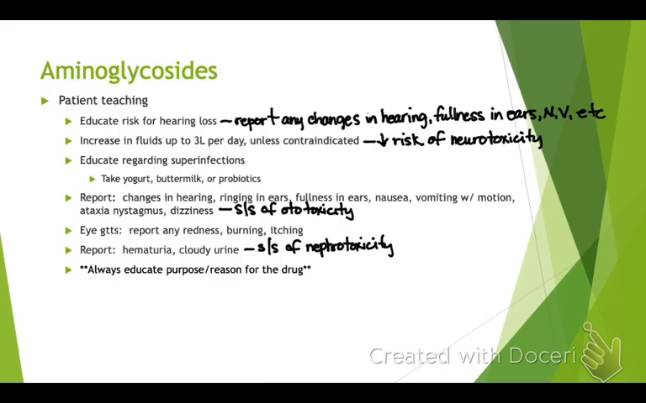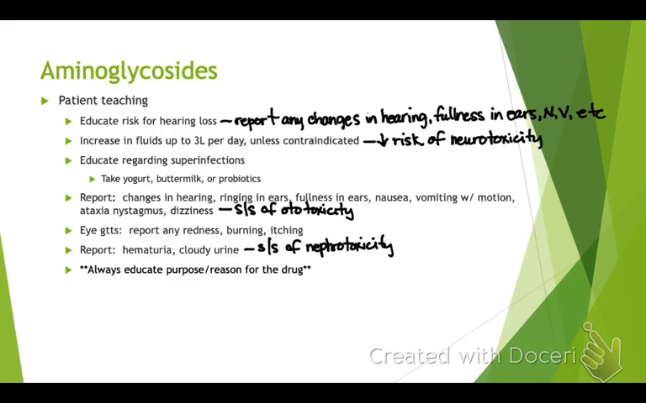You want to have them increase fluids up to 3 liters per day, unless it's contraindicated for any other medical condition. This will help to decrease their risk of neurotoxicity. You want to educate regarding superinfections, so you want to make sure that they take in yogurt or buttermilk or probiotics, which will help to prevent these meds from leaving them susceptible to superinfections.